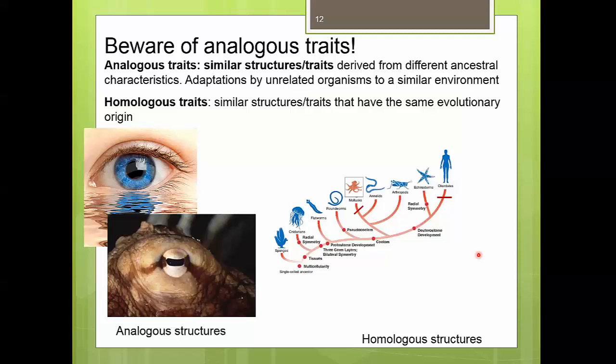might think they're homologous. But if we look at a cladogram, we can see mollusks are way down here, chordates are way up here. So if that kind of eye evolved in a common ancestor between both of us, we would expect to see it in all of these other organisms as well, but we do not. So in fact, this is an analogous structure, a structure that's evolved due to convergent evolution.